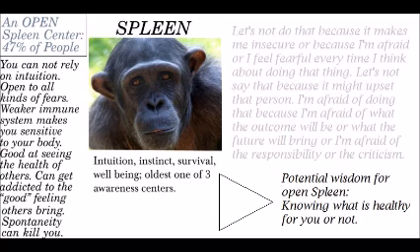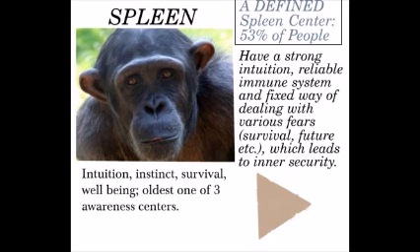So, resting in the potential wisdom of your open spleen, which is knowing what is healthy for you or not, and who is healthy for you to be around, and having emotional boundaries around picking up on the health conditions of other people, knowing that they're not your own, and doing what you need to do to be in your own energy. And for the defined spleen, just knowing that you do make other people feel good or lend that sense of security to them, and they can become dependent on that.